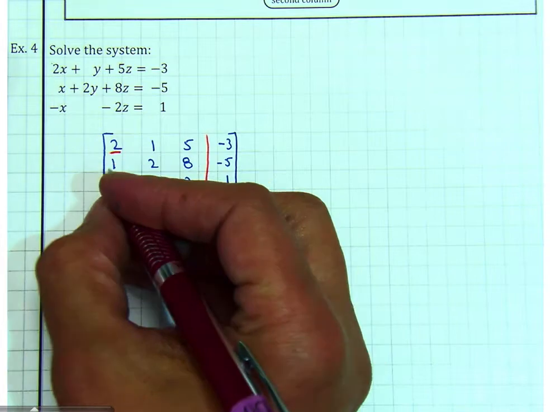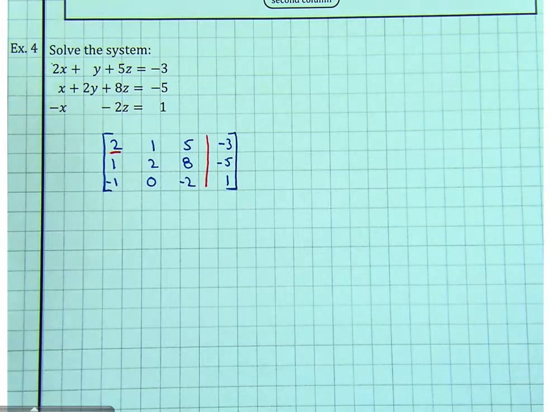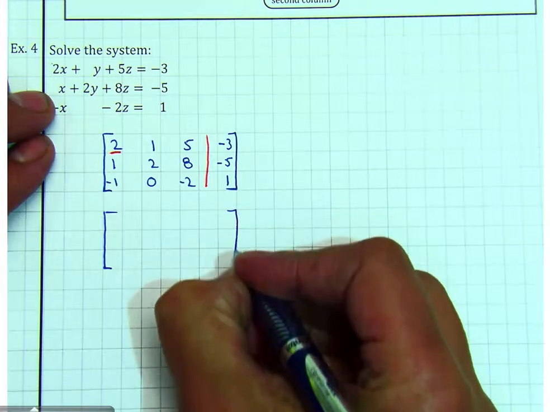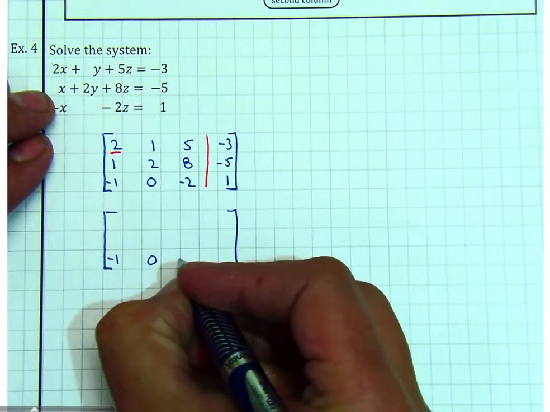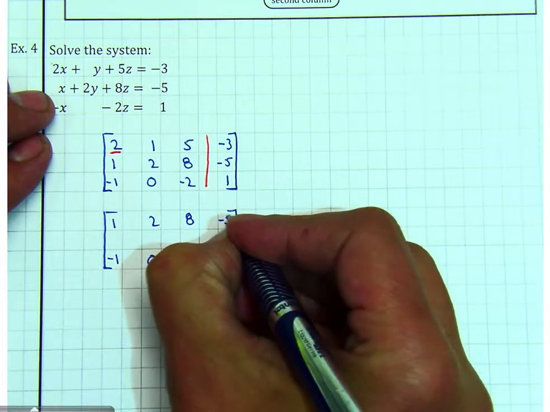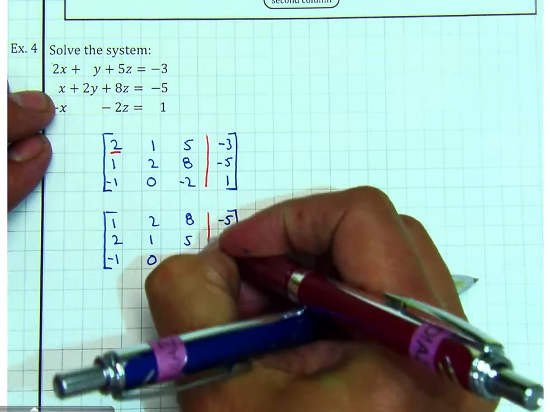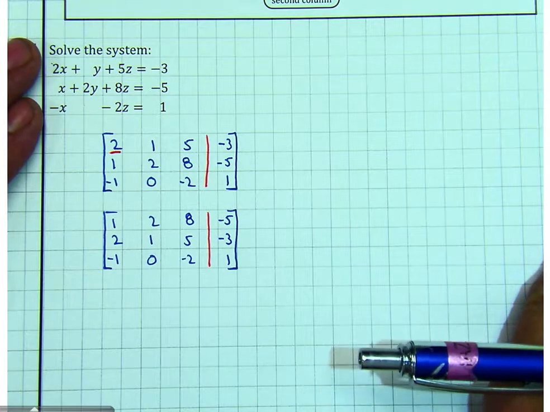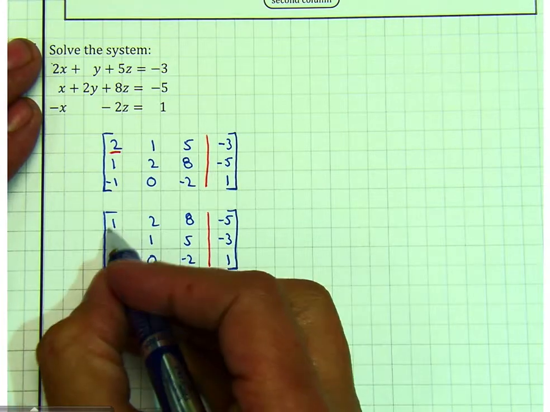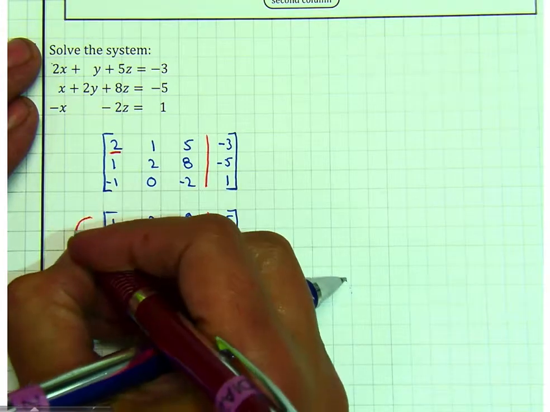Correct. So you can add, but in this case, there's a 1 here, so I'm just going to switch my row 2 and my row 1, which means that the only row that will stay the same is row 3. So we have negative 1, 0, negative 2, and 1. We switch those 2 around, and now we have a 1, but I do need to make a notation that I did switch those 2.